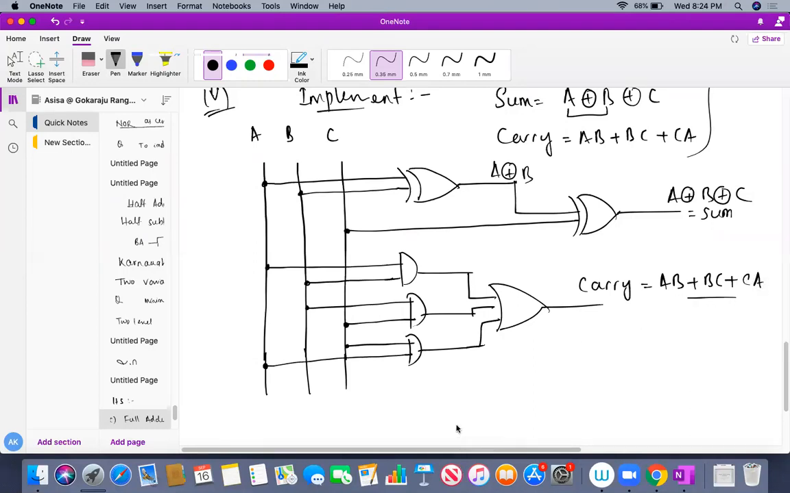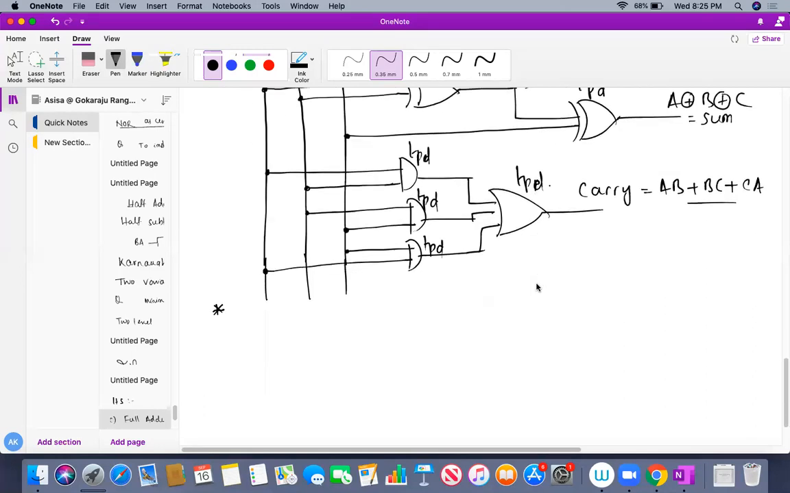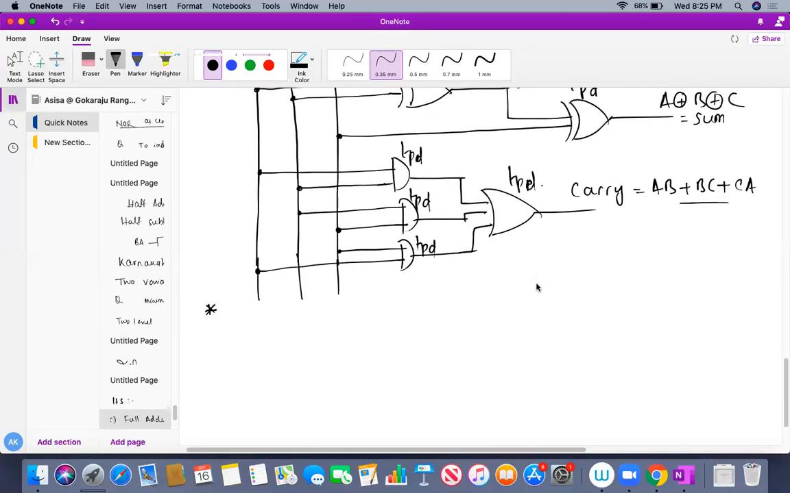So what I have done is implemented it using XOR gates, and AND and OR gates. Now I am going to tell you a very important question that came in 2018. In a full adder, each logic gate has a propagation delay of TPD. Let's say this gate has TPD, this gate TPD, and every other gate also has TPD.